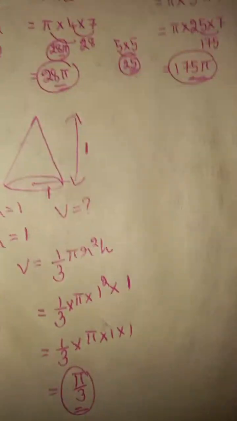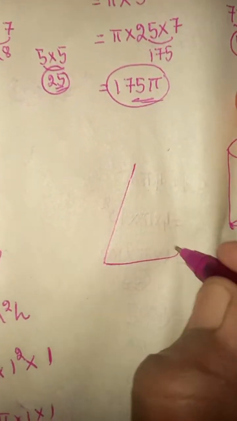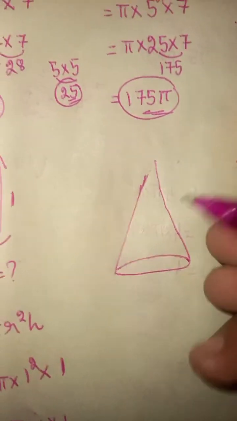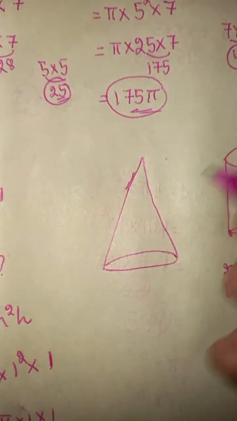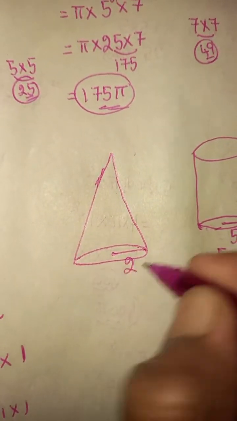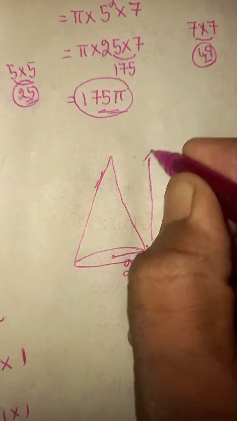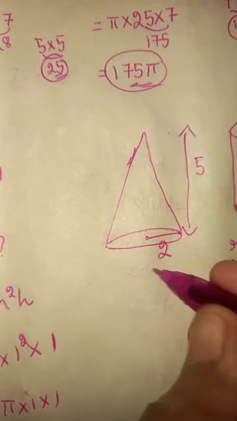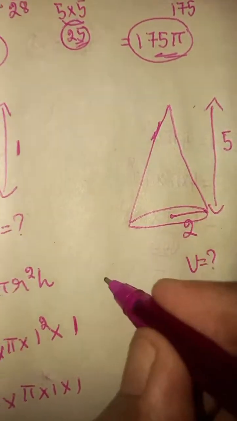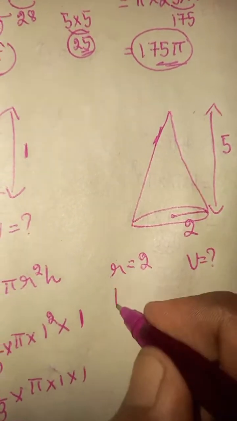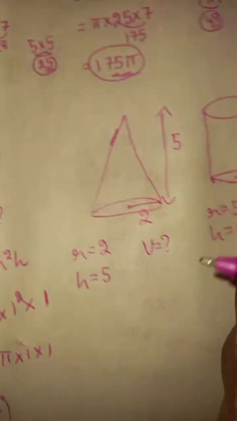I'm going to tell more concepts in the next videos. Now let's take one more cone. In this cone they have given the radius of the cone as 2 units and the perpendicular height as 5 units. You need to find out the volume. Here the radius is 2 units and the perpendicular height is 5 units.